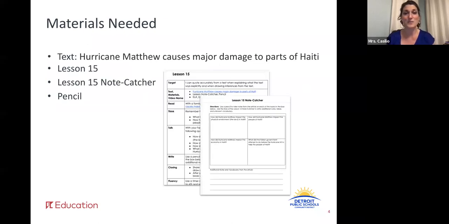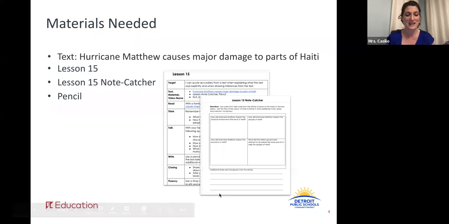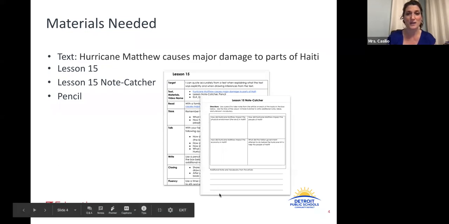All right, so we have a new text today. You need to grab the text titled Hurricane Matthew Causes Major Damage to Parts of Haiti. You need to grab lesson 15 and the lesson 15 note catcher, both of which are pictured here. Grab yourself a pencil, press pause if you need to gather your materials. Once you're ready, unpause, and let's do this work together.